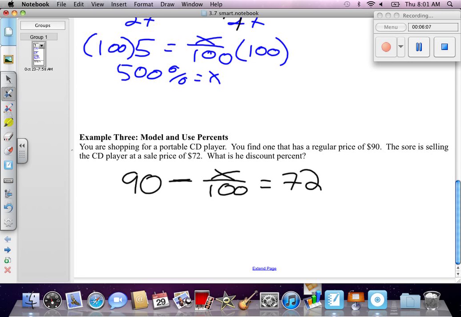Okay. Now we're going to solve for x. So the first thing we're going to do is subtract 90 from both sides. These go away.